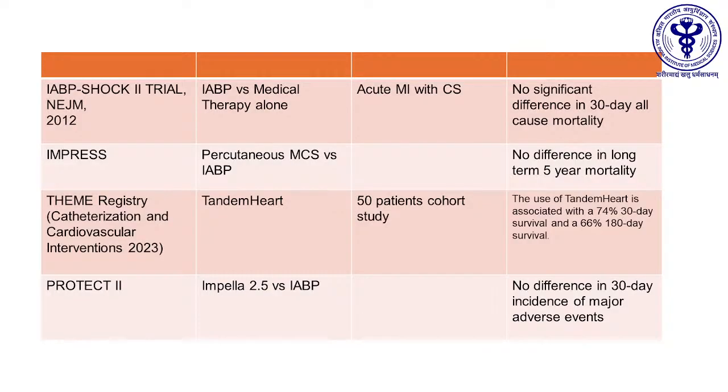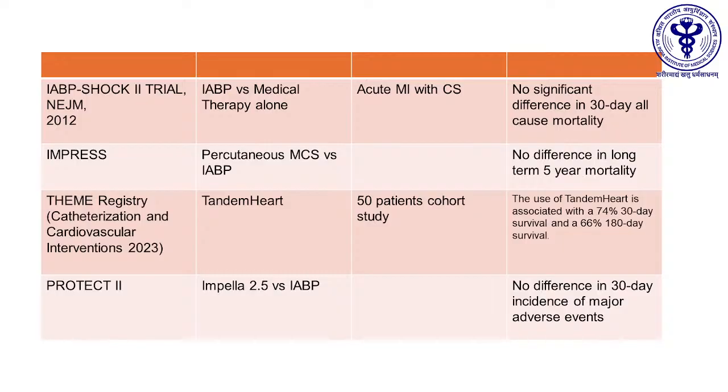These are the important trials. The IABP-SHOCK II trial was for intra-aortic balloon pump versus medical therapy in patients with acute MI and cardiogenic shock. There was no difference in 30-day mortality. The IMPRESS trial, in 2017, compared a percutaneous mechanical circulatory system versus IABP. Again, there was no difference in mortality.